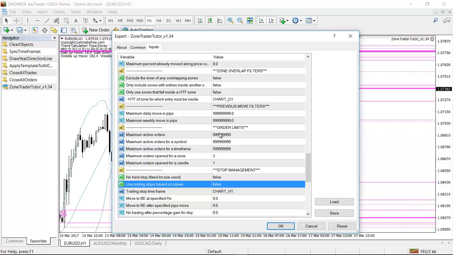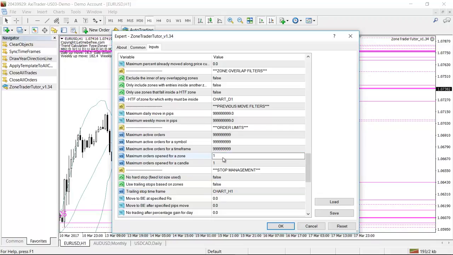So you have maximum active orders 99999. There's no limit really on that. Maximum orders open for a zone. So each time price comes back to test the zone, there is a potential for a trade or order to be placed or triggered. But we may not want that to happen. We may only, for example, want one trade to be open per zone. Similarly, a candle may form and come down and test 2 or 3 or more zones that are very close together at once, but we may only want one order to open from that single candle, which is why we have this maximum orders open for a candle.